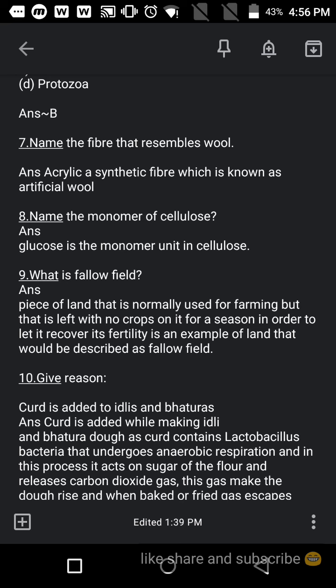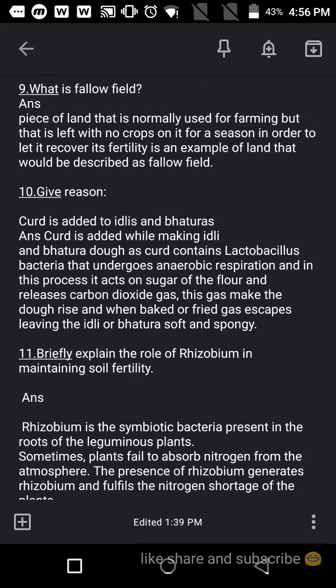What is a fallow field? A piece of land that is normally used for farming but that is left with no crops on it for a season in order to let it recover its fertility is an example of land that is also known as fallow field.